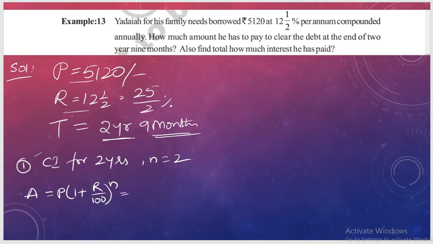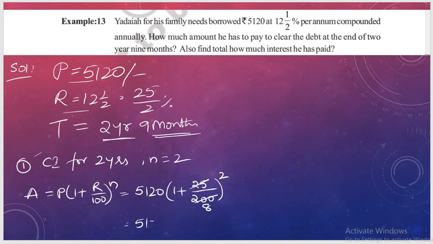So this is nothing but the formula. If we substitute the values, 5120 into 1 plus 25/2 only, no R value. 25/2 into 100 is nothing but 25/200 whole power 2. In 25 table this goes 8 times, right? 8 ones are 8 plus 1 is 9.